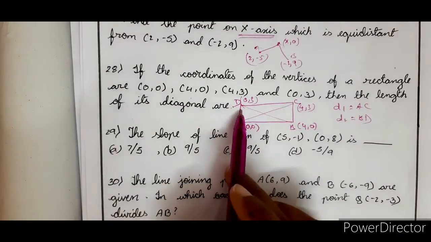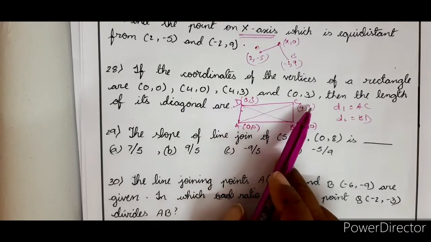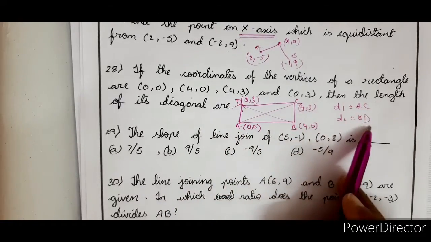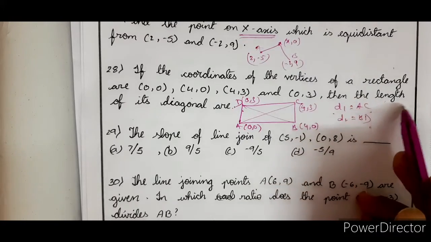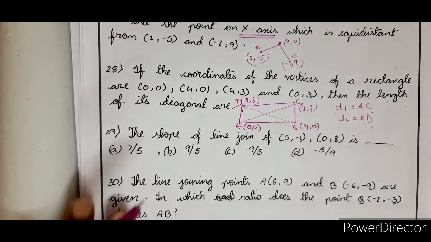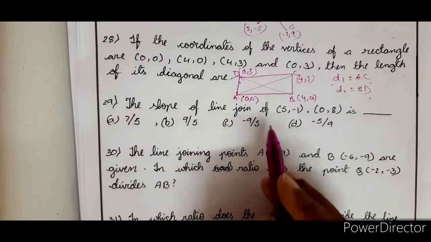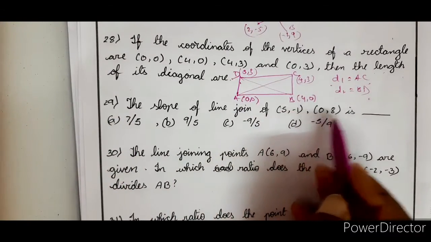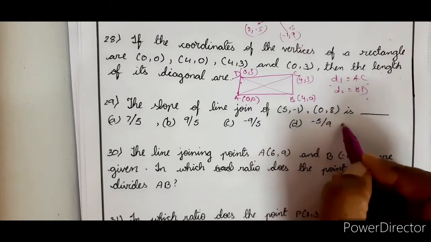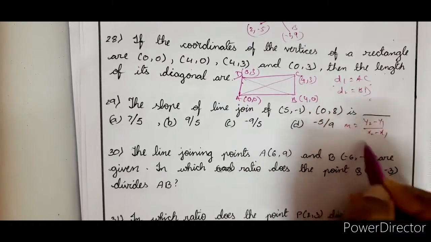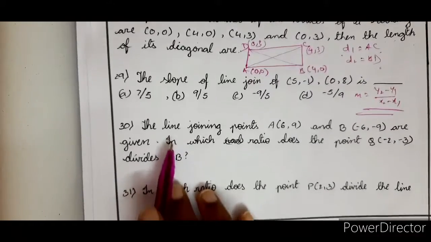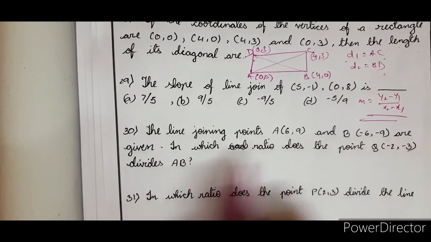Sometimes it is also asked to verify whether they are equal or not, right? So that also you have to do. Find D1 equal to AC and D2 equal to BD, and prove that D1 is equal to D2. The next one: the slope of the line joining 5 comma minus 1 and 0 comma 8 is. Now please substitute in the formula m is equal to y2 minus y1 by x2 minus x1 and find by yourself.